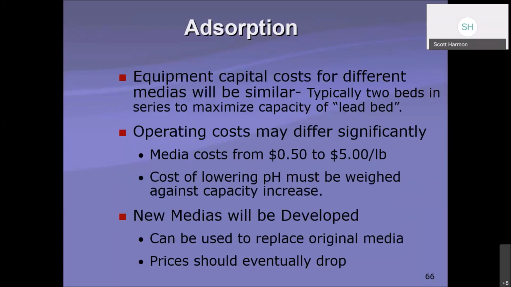Operating costs may differ significantly, and here's the different cost of media. I don't know if that 50 cents to $5 per pound is still the right range. I have a feeling it's probably not; it may be a little higher than that at this time. Cost of lowering pH must be weighed against capacity increase. If you have to lower the pH to bring it in range of the media you're using, you have to use an additional chemical to do that. Is that going to be too costly to use this particular method?